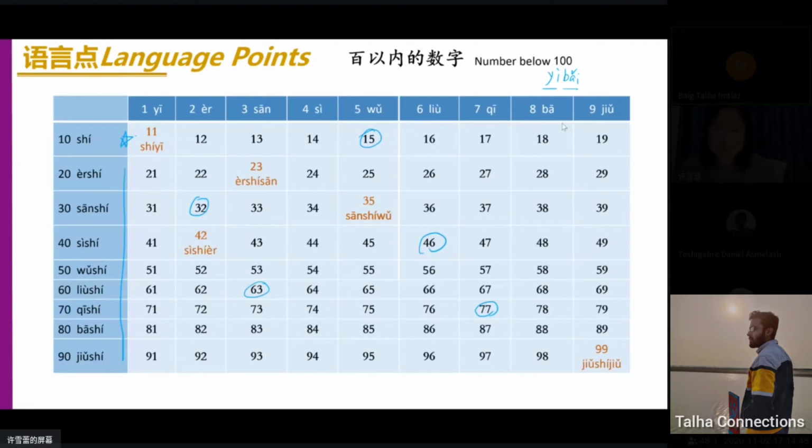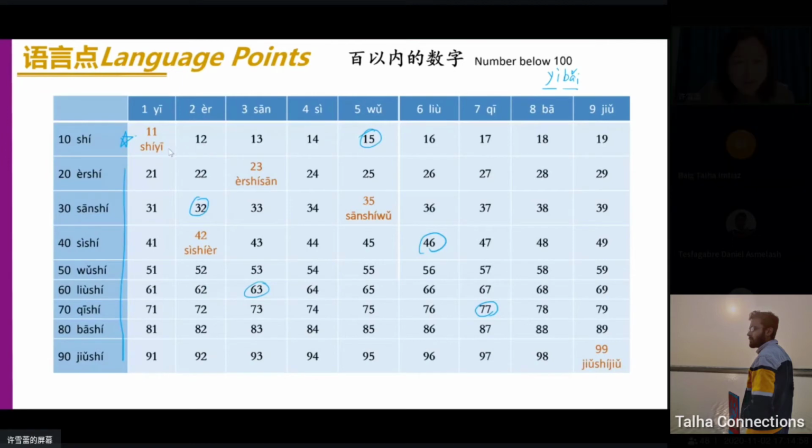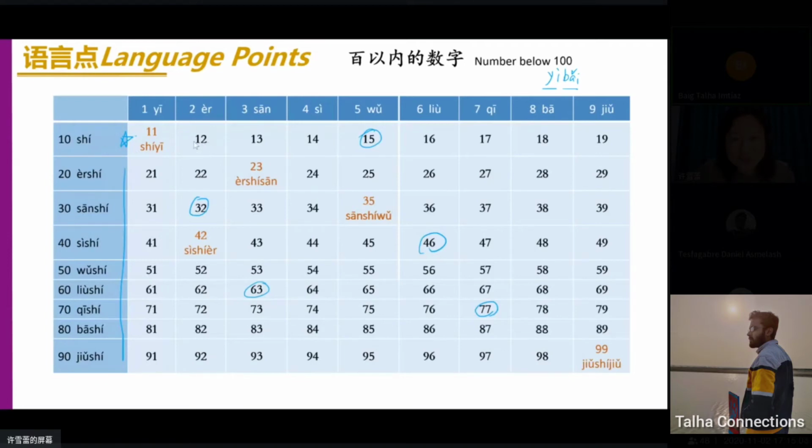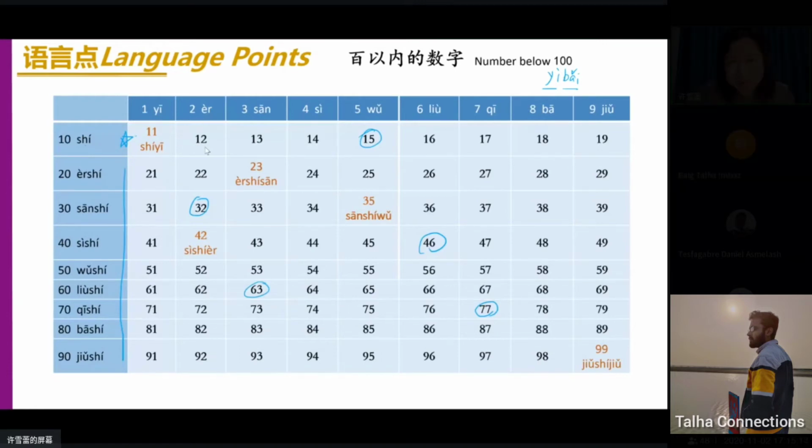11. Now I will do the next one. 12, 12. Yeah, 12. That's 10 plus 1, 11. 10 plus 2, 12. Right?